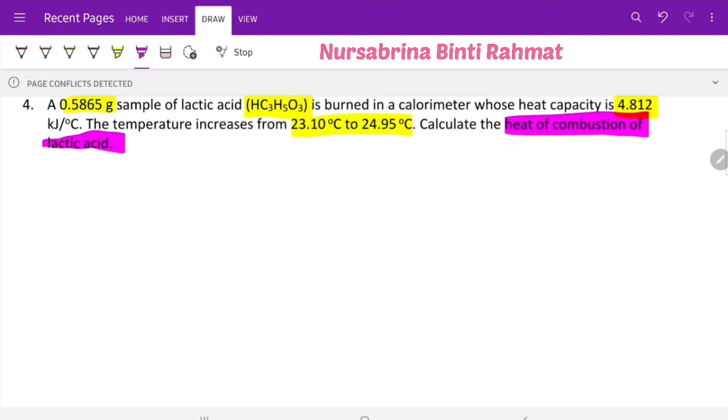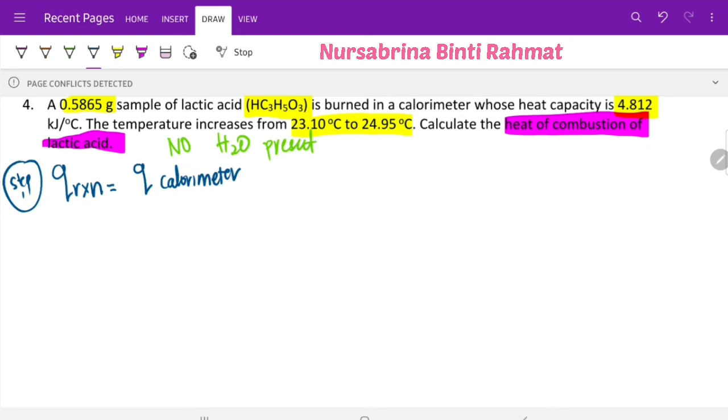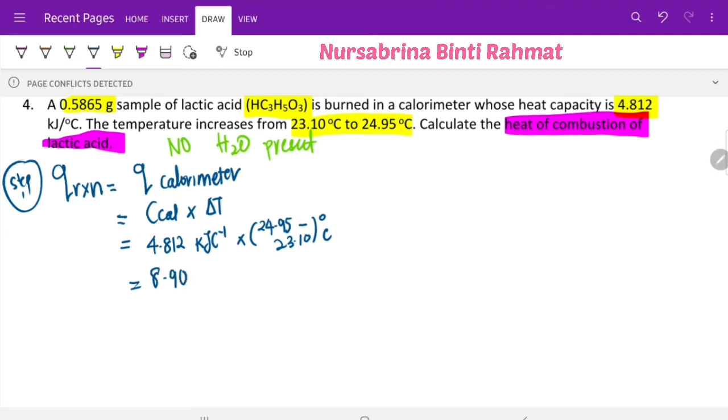In this fourth example, it's exactly the same as question number 3, where you only have a calorimeter without any water present inside it. So no water present, and the Q reaction is equal to Q of the calorimeter. That is your first step, to calculate the Q reaction. Q calorimeter is equal to C calorimeter times delta T. The heat capacity of the calorimeter given to you is 4.812, and please take note it is in kilojoule per Celsius, multiplied by the temperature change, 24.95 minus 23.10 degrees Celsius. The Q reaction for this one is 8.90 kilojoules.